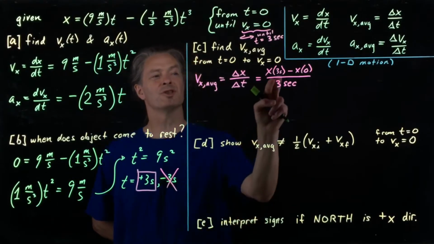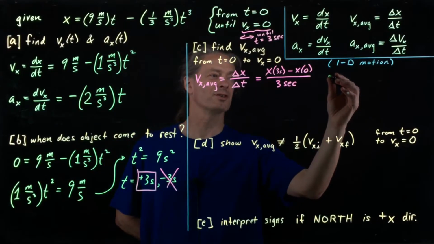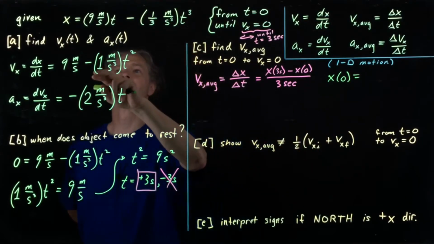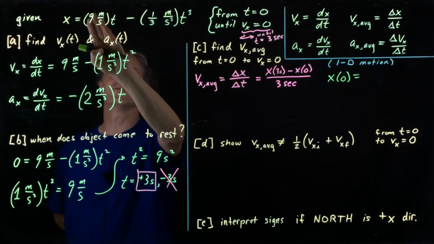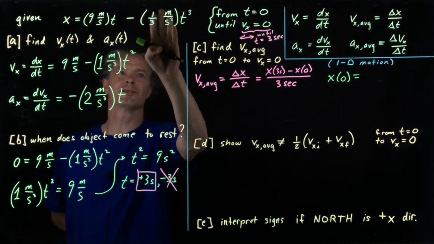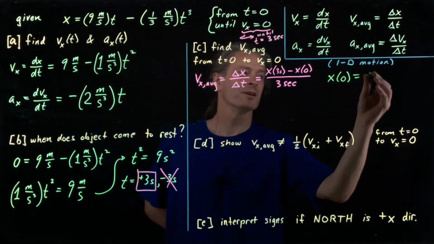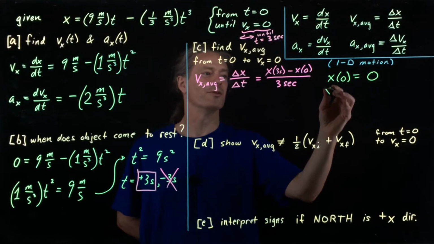So now we need the position at 3 seconds and the position at 0 seconds. Let's do the position at 0 seconds first. So plugging in 0 for the time in our position versus time expression, we'll have this times 0 minus this times 0 cubed. All that will be 0. So the position at time 0 is just 0.